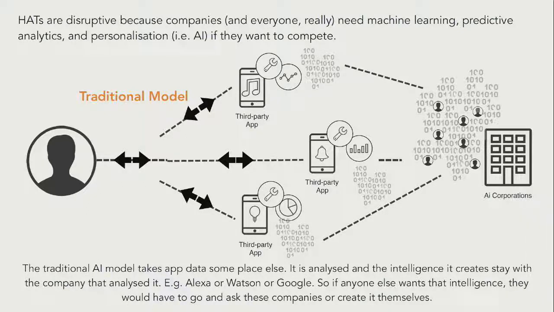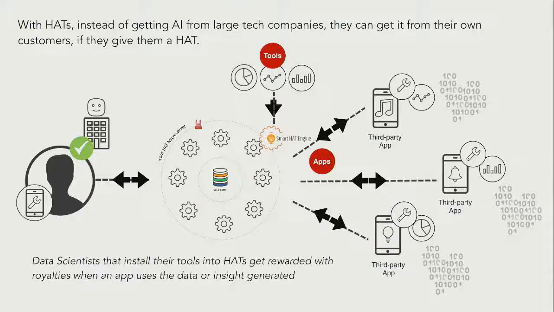A traditional AI model takes the app data someplace else, removes it out of the source, analyzes it, and then the data stays there, right? Whereas in our system, the analyzed data is still residing in your head or gets written back into your head.